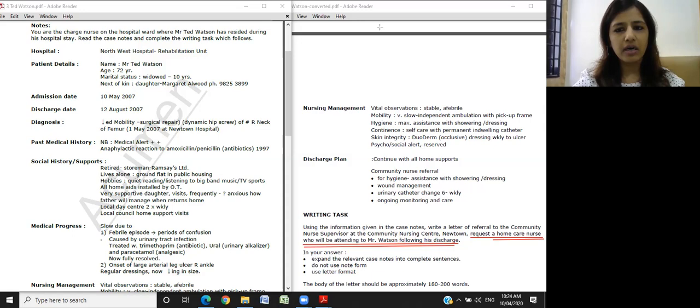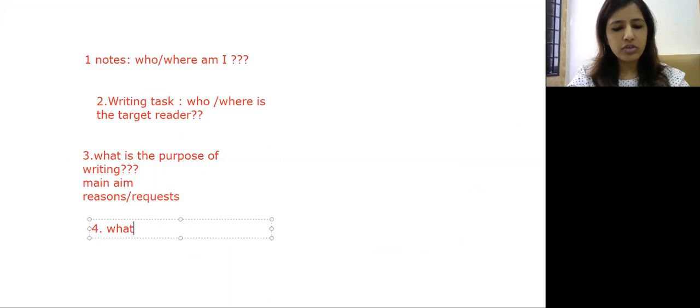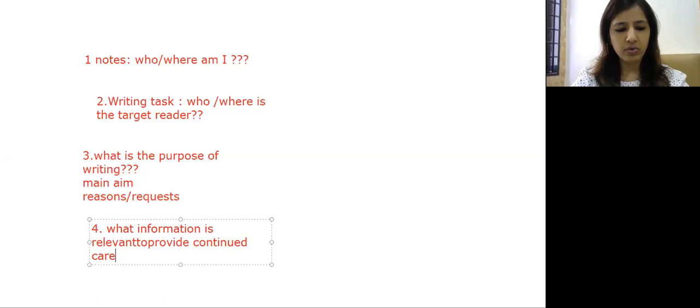So once you are done with these three steps, the next two steps will be done together. You will be doing those two steps at the same time. What are those two steps? You'll have to think, what information is relevant to provide continued care? See, here you have to take two things into consideration. Who is the target reader? And what they need to know to provide continued care.